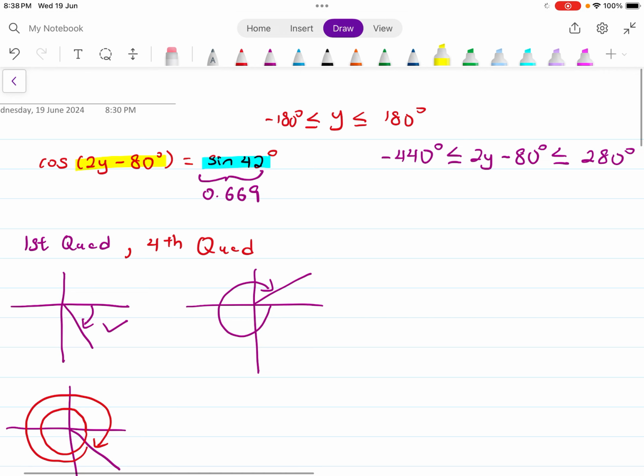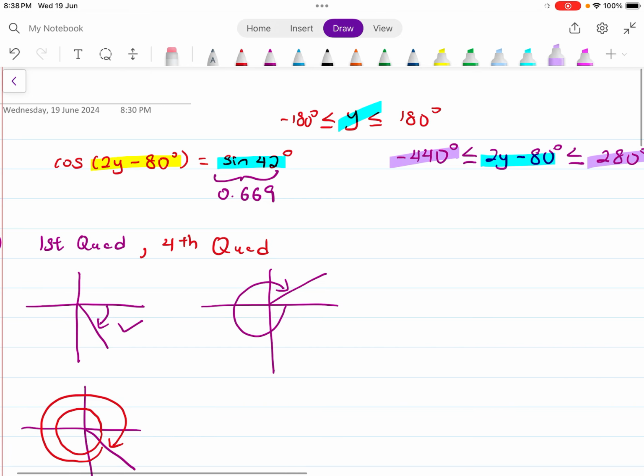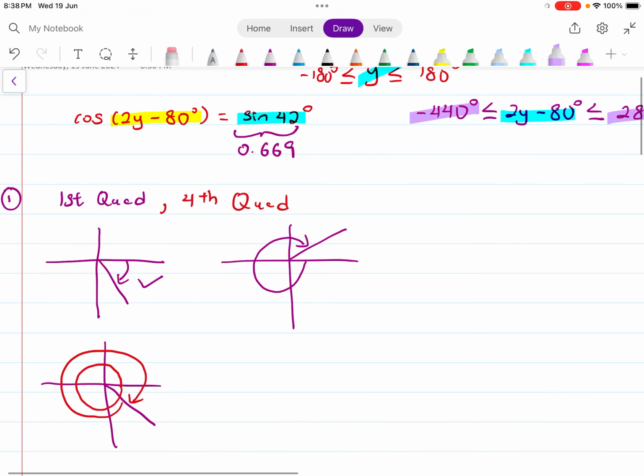So meaning, for example, the 2y minus 80, you need to set this range: 2y minus 80. For the very left hand side of the inequality, you will get negative 440, and for the right hand side of the inequality, you should get 280 degrees. So that's the very first thing that we should do. Okay, then now we want to talk about the quadrant, the very first step.